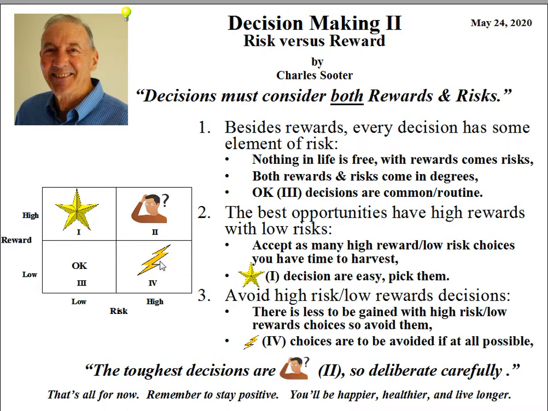And of course, the converse of this is where rewards are low and the risks are high. Basically, you want to avoid these if at all possible. So let me get into my main propositions here. Besides rewards, every decision has some element of risk. If you elect to go outside your safety zone where you've been self-isolated, there could be some risk.